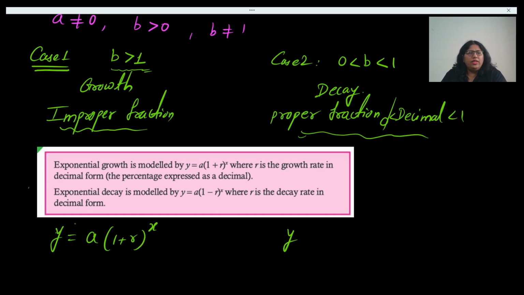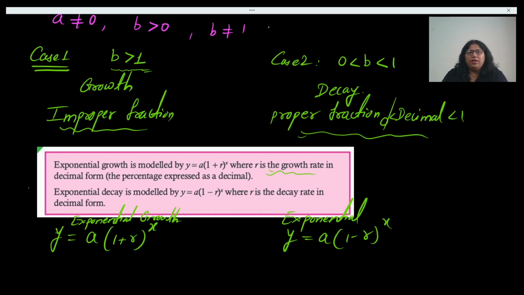This is called growth, exponential growth, right? So here exponential growth, and this is the exponential decay formula. You have also learned it in your lower grades as compound interest or exponential decrease or increase, where you take the whole power x. Now r is nothing but the growth rate.